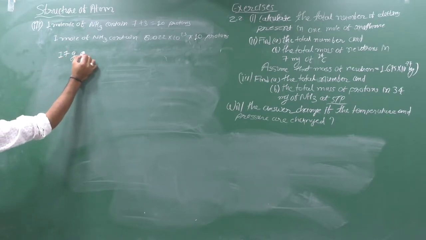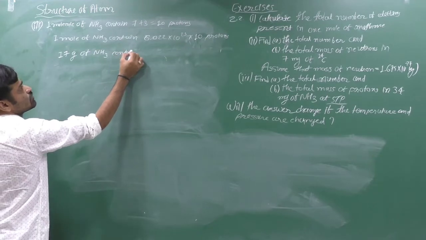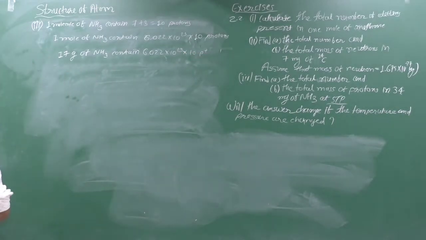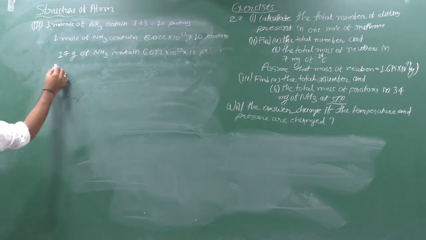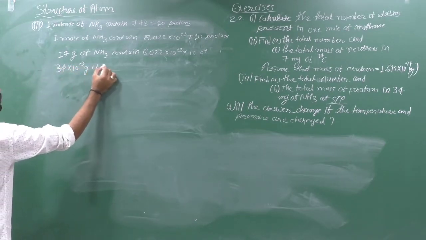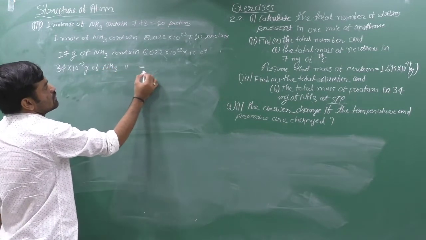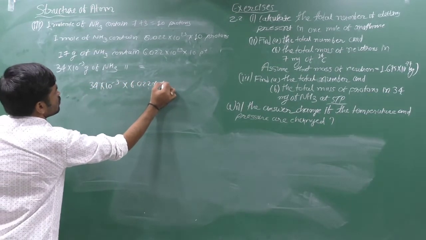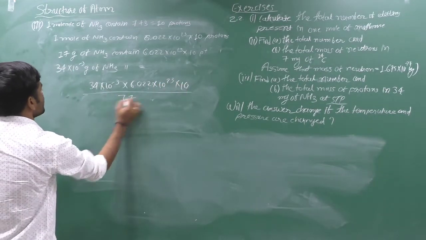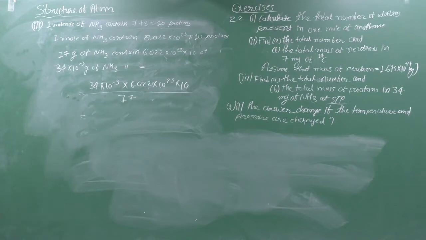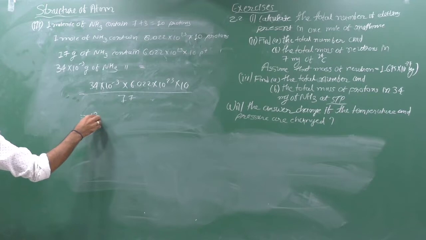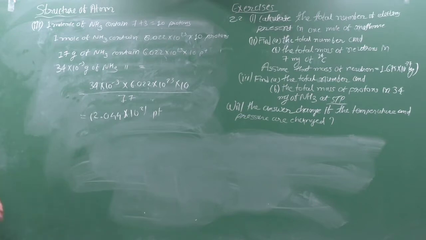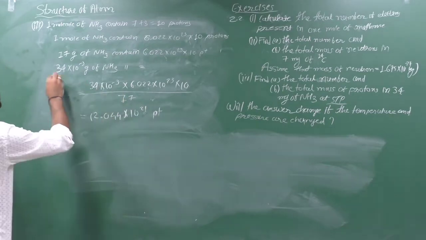17 gram of ammonia contains 6.022 into 10 raised to 23 into 10 protons. Here we are given 34 milligram. Therefore, 34 into 10 raised to minus 3 gram of ammonia contains 34 cross 10 raised to minus 3 cross 6.022 into 10 raised to 23 into 10 by 17, which is equal to 12.044 into 10 raised to 21 protons. Clear? It is the total number of protons present in this quantity.